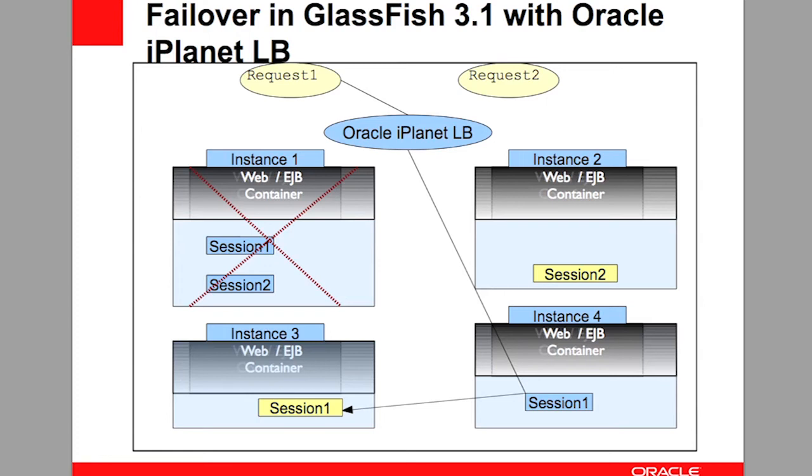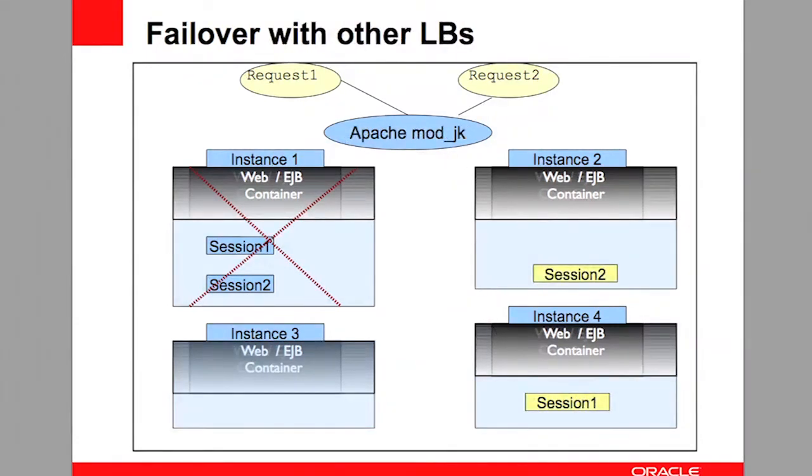Similarly, request 2 data will be routed to instance 2. And then the session 2 data will be replicated to instance 4 or to instance 3. If we use Apache mod_jk, and if the load balancer routes a request to, let's say, instance 3, then the replication module will pull the data from instance 4 into instance 3 and then replicate the data to either instance 4 or to instance 2.